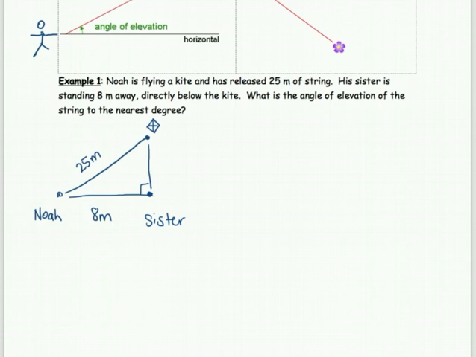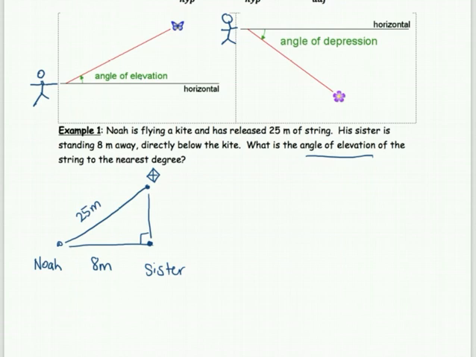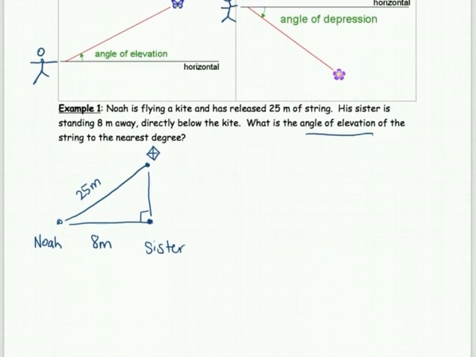Okay. And then it's asking, what is the angle of elevation? So that's the tricky part. What is the angle of elevation? Look for where you have the horizontal piece in your diagram. And then when you go up, you're going to make that angle of elevation. So I want to know the angle of elevation of the string. So here's Noah. Here's his horizontal here.